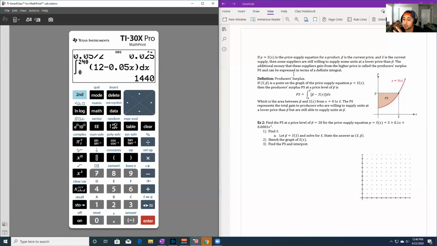So 2, find the producer surplus at a price level of P bar equals 20 for the price supply equation, P equals S of X equals 5 plus 0.1x plus 0.003x squared. Find X bar. Okay, excellent. So this is gonna be just like last time, we're gonna find X bar. So we're gonna set P bar equal to S of X bar. All right.